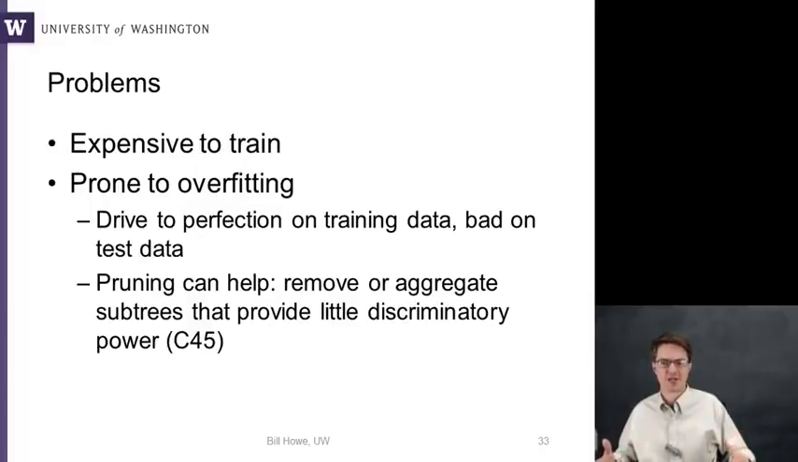So you can imagine that you get these decision trees that are very good at making very precise decisions about the training set, but you give it one new example that it hasn't seen before, and it puts it into some bucket that may or may not be right. There are ways around this. You can try to prune branches of the tree that are over-specialized to particular conditions, and so remove or aggregate subtrees that don't provide much discriminatory power.